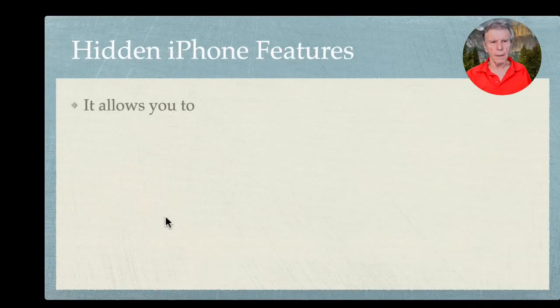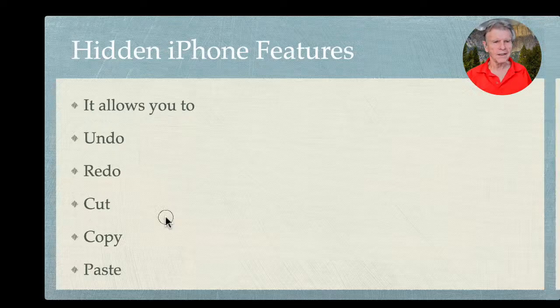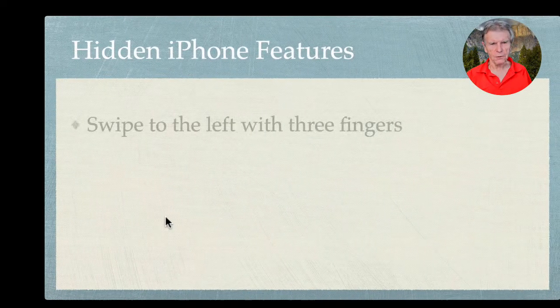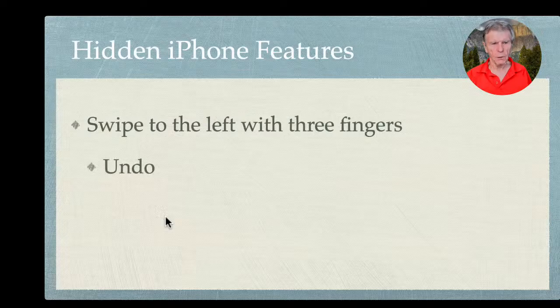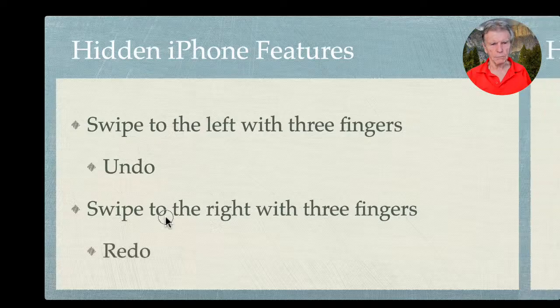So also on that menu was undo, redo, copy, cut, and paste. So you can do those things with the other menu that pops up, but you can't do undo or redo. You can also swipe to the left with 3 fingers, which will undo something. And you can swipe to the right with 3 fingers, and that will redo something.